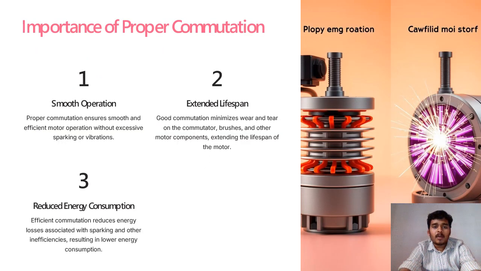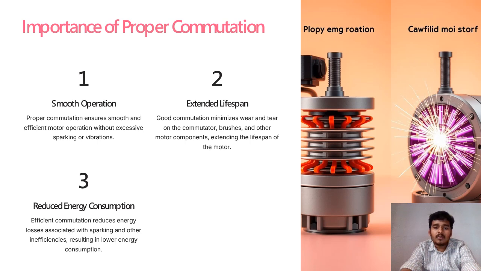And the importance of proper commutation. There are two types of commutation. Mainly the importance of proper commutation is smooth operation, extended lifespan, and reduced energy consumption. Smooth operation is nothing but if any device is handled softly, it may extend the lifespan of that device. Proper commutation ensures smooth and efficient motor operation without excessive sparking and vibrations.